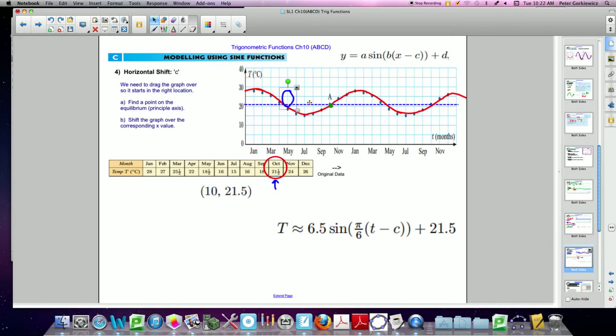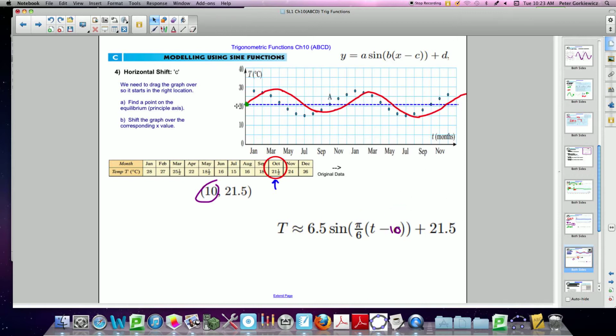So how do we get it to do that? How do we drag our graph over? Well, I'm dragging it over 1, 2, 3, 4, 5, 6, 7, 8, 9, 10 units to the right. And you don't even have to count. I know it's 10 units away from where I started. So my c value, what I'm going to put in here, is going to be 10. Cool? So this really should look like this minus 10. So there's one equation for it, right?